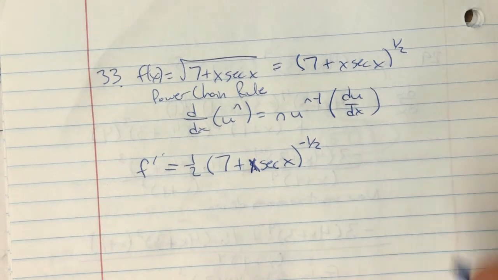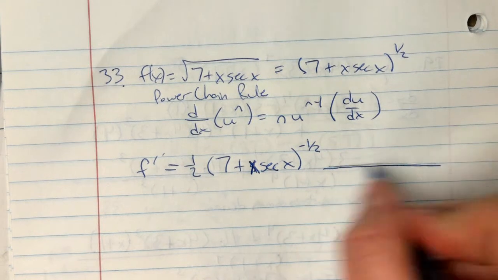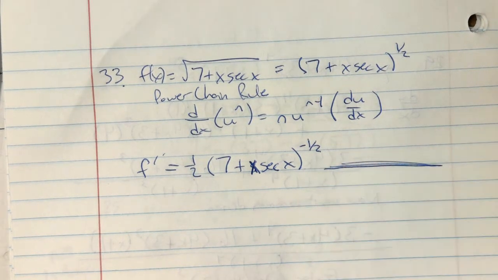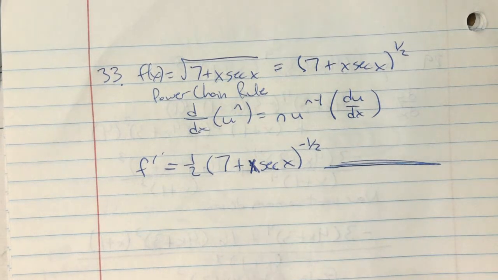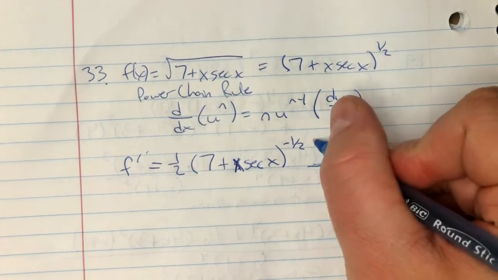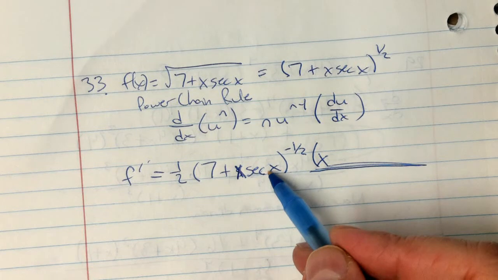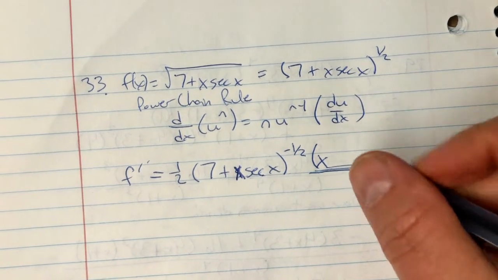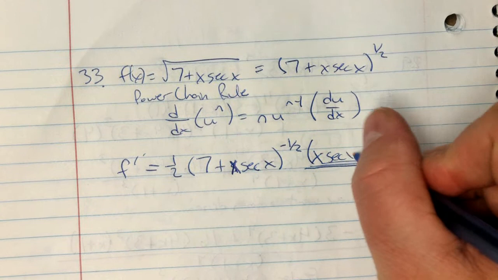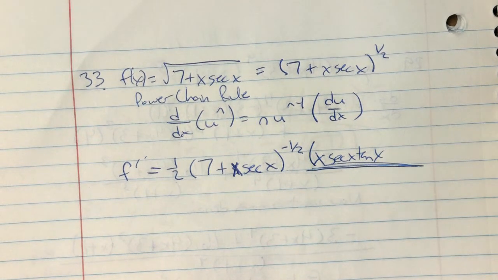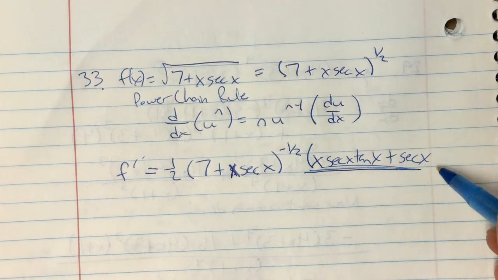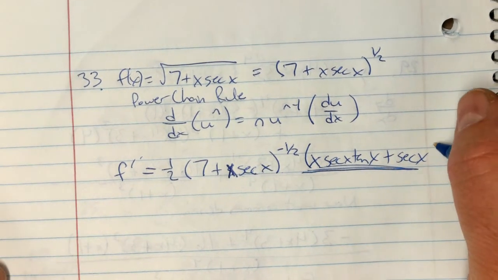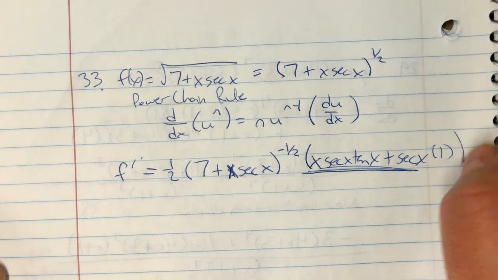But this part is the complicated part, because we've got to use the product rule right there. So we basically take x times the derivative of secant, which is secant tangent, plus secant times 1, basically, because the derivative of x is 1.